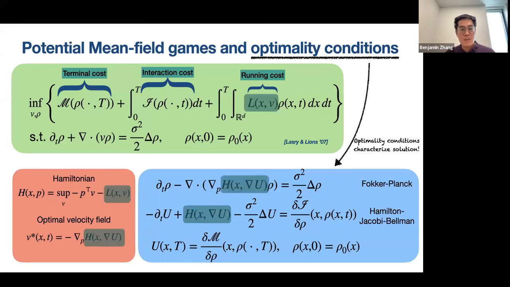Okay. And just to keep track of all the terms: the running cost is related to the Hamiltonian. The interaction cost appears as a source term in the Hamilton-Jacobi equation, and the terminal cost corresponds to a terminal condition in the Hamilton-Jacobi equation. Okay, so that's the setup. That's the playground we'll play in, at least in mean field games. Based on these tools, next we'll study the different types of generative models within this framework.